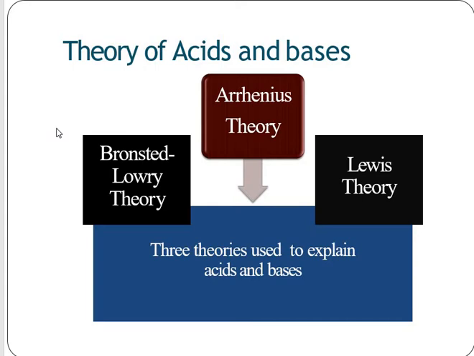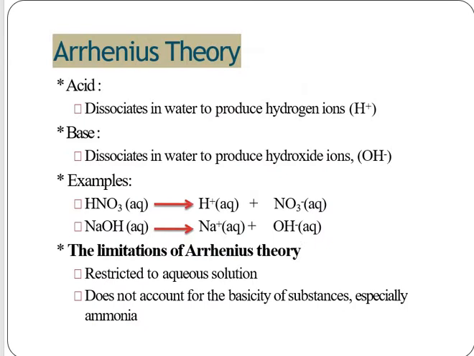So there are three important theories regarding acids and bases. First theory is Arrhenius theory. Second is Brønsted-Lowry theory. And third is Lewis theory. So according to Arrhenius theory, acid is a substance which dissociates H+ ions in aqueous solution, and base is a substance which dissociates OH- ions in aqueous solution.